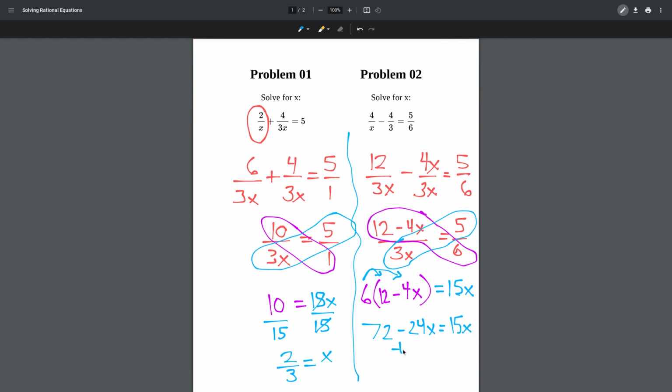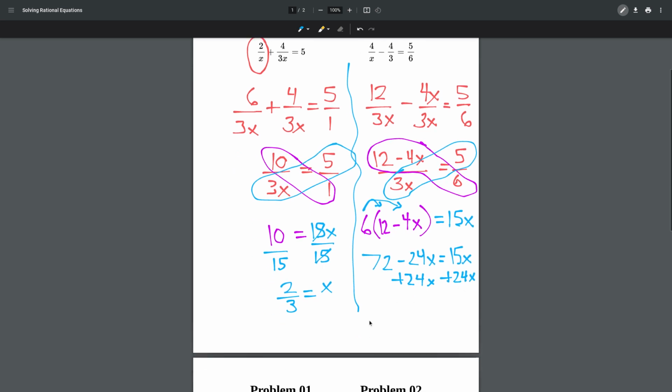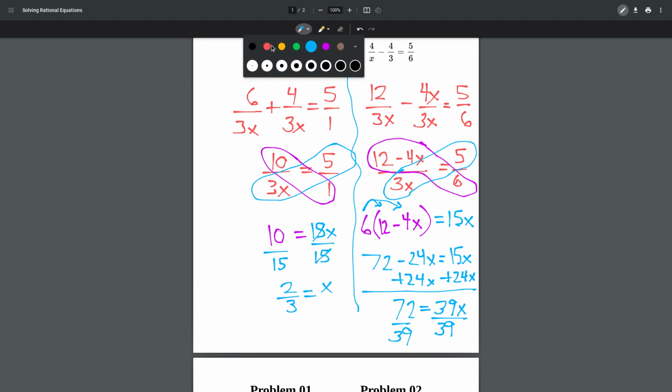Let's add 24x to both sides. So if we do that, and I'll move up a little bit, we've got 72 equals 15 plus 24 is 39x. We'll divide both sides by 39. And we'll get x equals 72 over 39.